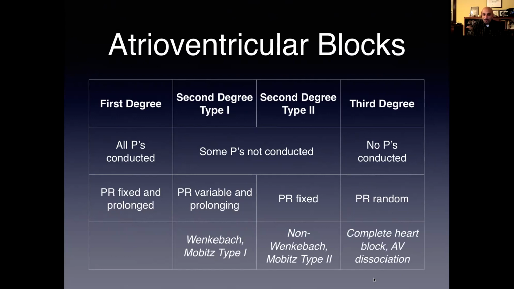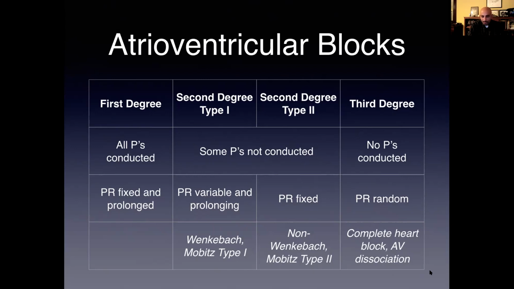So here's what we do. We take something that's already confusing to start with, and we break it into multiple categories, and then give each category multiple names. I don't know why we've done this to ourselves, but this is what we have. Second degree type 1 is the same as Wenckebach, the same as Mobitz type 1. Second degree type 2 is the same as non-Wenckebach, the same as Mobitz type 2. Third degree block is the same as complete heart block or AV dissociation.